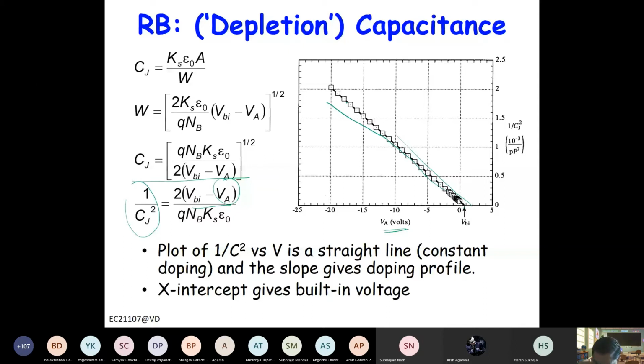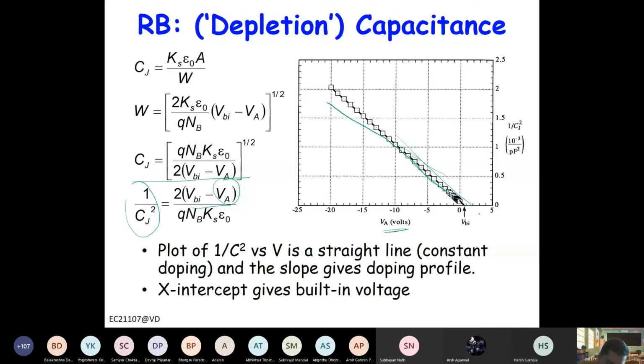But what you can do is assume it is straight somewhere near this region and then extrapolate it to VBI. So you will get a certain range here, and it will be fairly close to the built-in voltage. With the measurement error, you will get almost a straight line, and this intercept will give you the built-in potential, right?